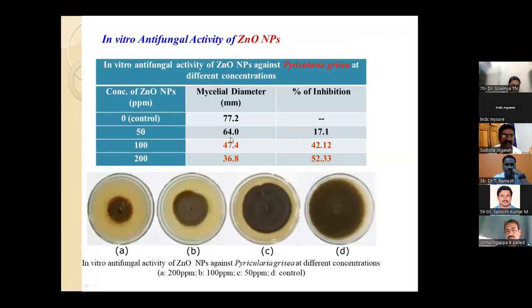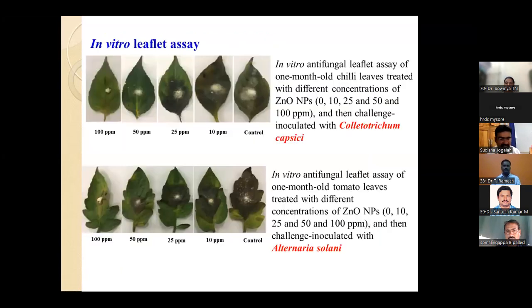In other studies we have conducted the in vitro antifungal activity of Pyricularia, a growing, emerging pathogen. If somebody is from North Karnataka here, I think you will know the importance of this pathogen. It causes blast disease in most of the cereals, including the millets and rice; all the cereal crops are majorly affected. We selected this pathogen to see what best inhibition can be achieved by the zinc oxide nanoparticles, and all these experiments we have confirmed in vitro, with excellent results.